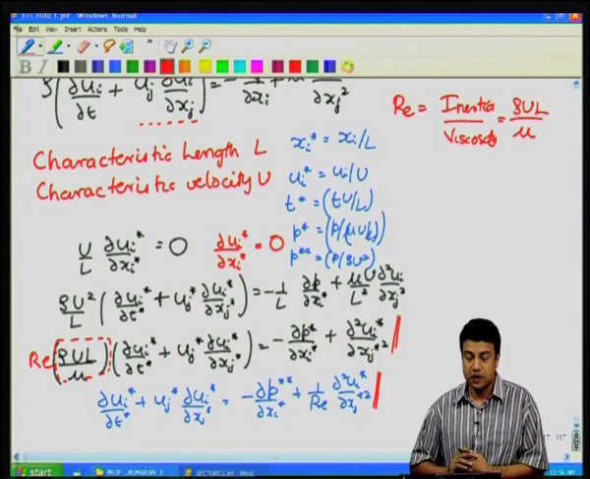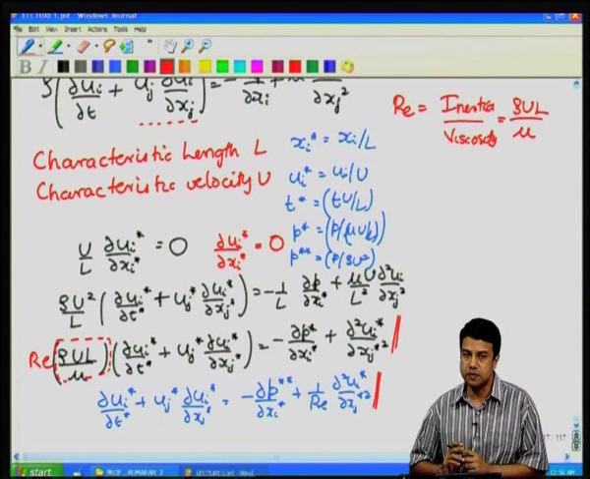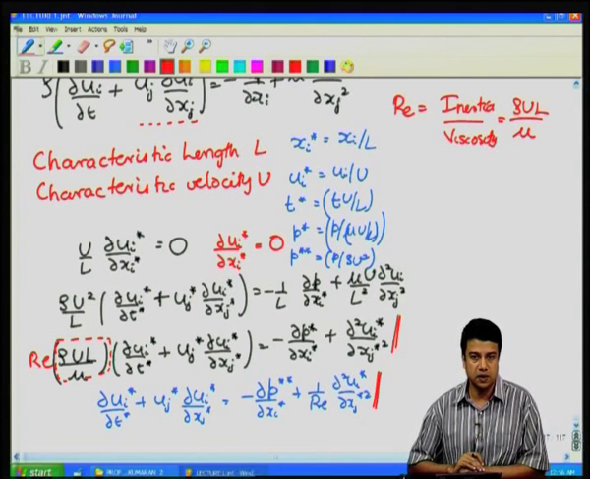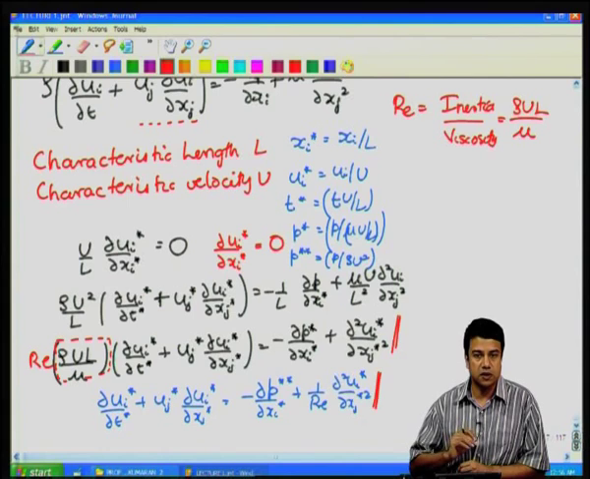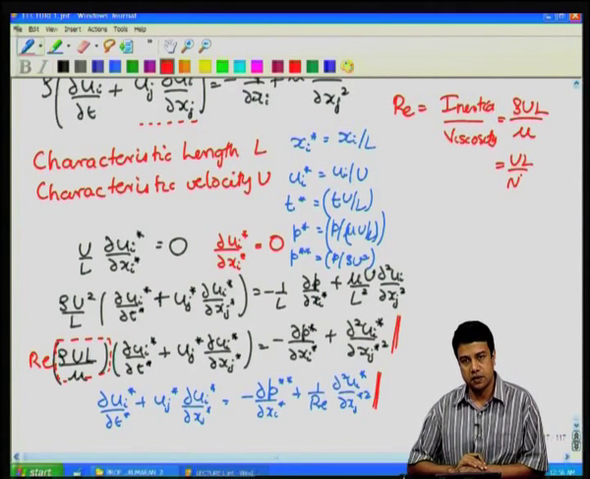Okay. If I expect the viscous forces to be dominant, the Reynolds number will be small. You would expect that there would be a balance between the pressure gradient and the viscous forces, and the inertial terms can be neglected. The diffusion dominated regime. This Reynolds number can also be written as u L by the kinematic viscosity. The kinematic viscosity is the momentum diffusivity.